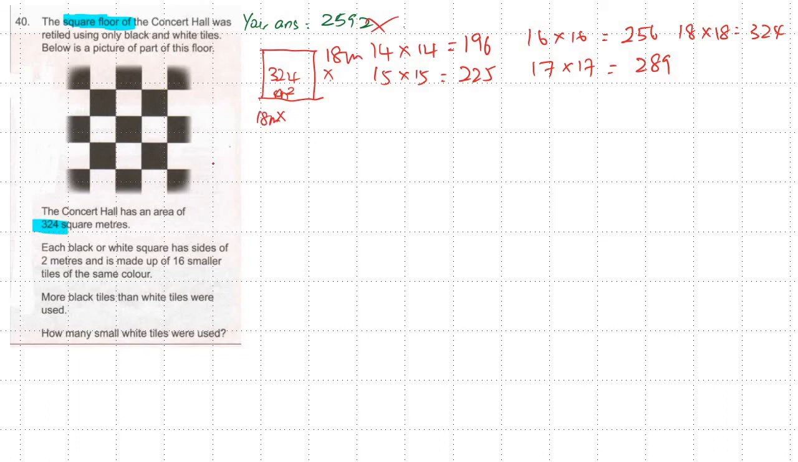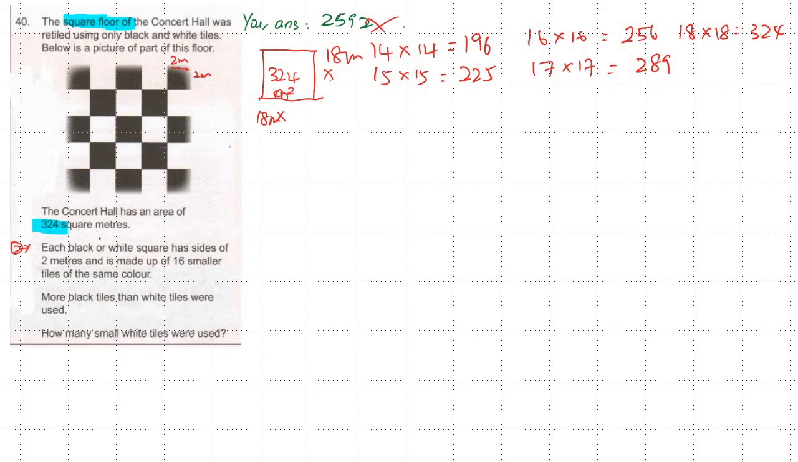This is very important for you to do first, find the length. Because it says that each black and white square has sides of 2 meters. So over here is 2 meters and over here is 2 meters. This is the second thing that we need to take note of. Then more black squares are used than white squares. We look into this later.